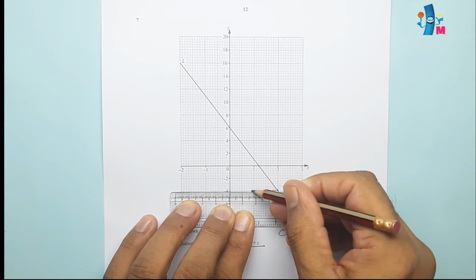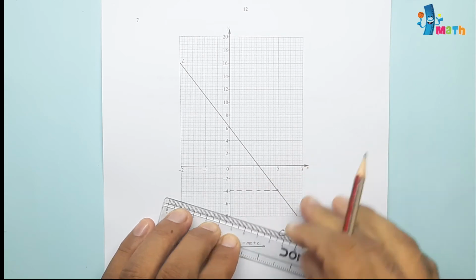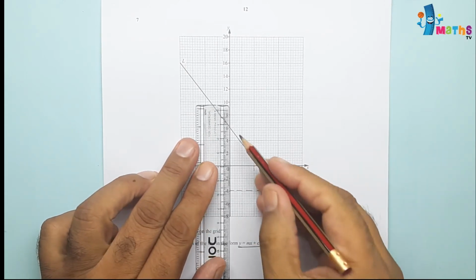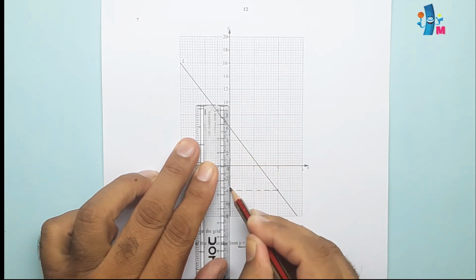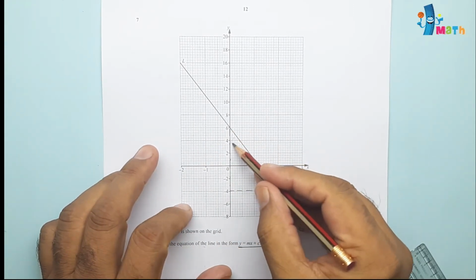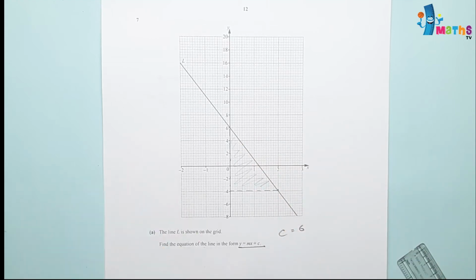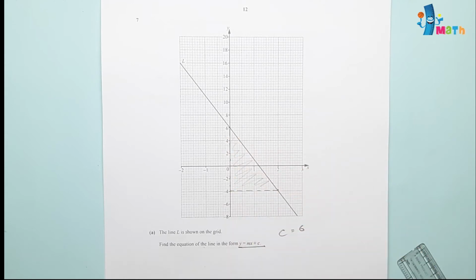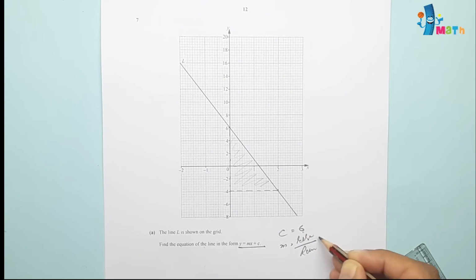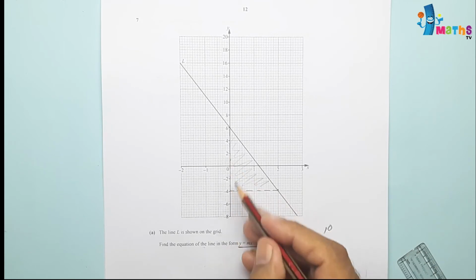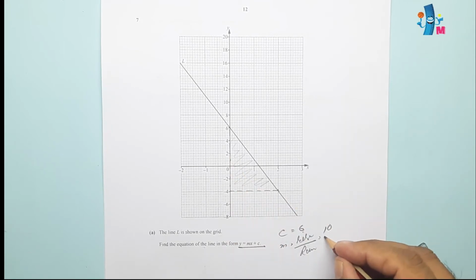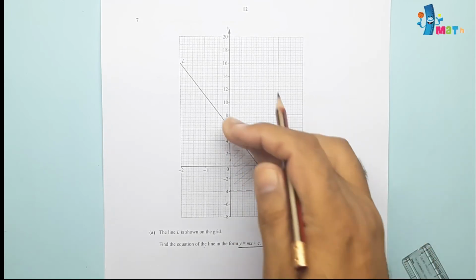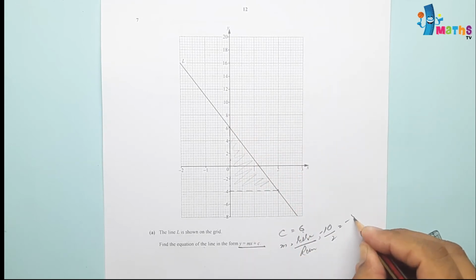I'm drawing a dotted line for the gradient. So this will be the triangle which we will be using for the gradient. Rise is starting from minus 4 to 6, which is 10. So rise is 10. m will be equal to rise over run. I'm writing the formula. So this is 10, and run will be 2. So divided by 2, minus, because it's going down, so this will be equal to minus 5.